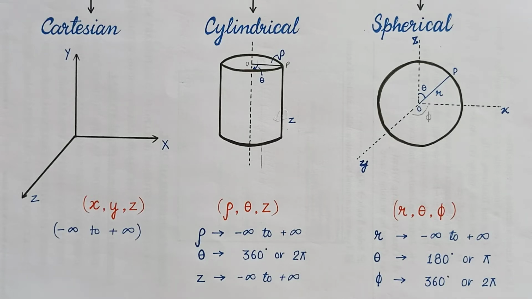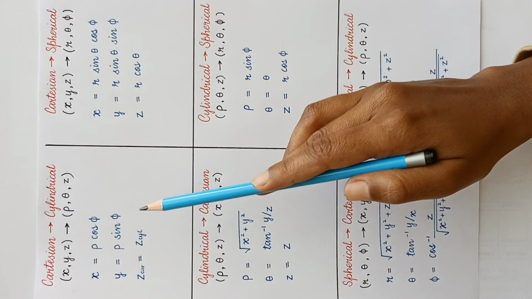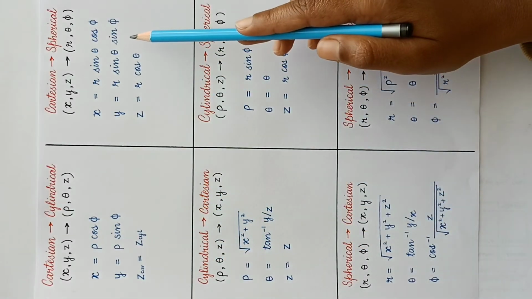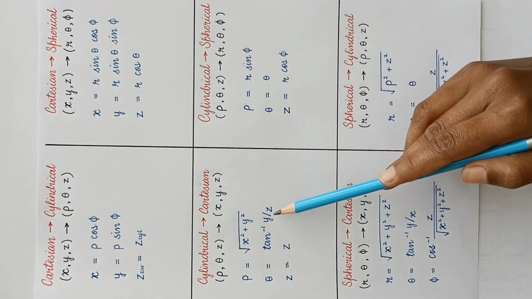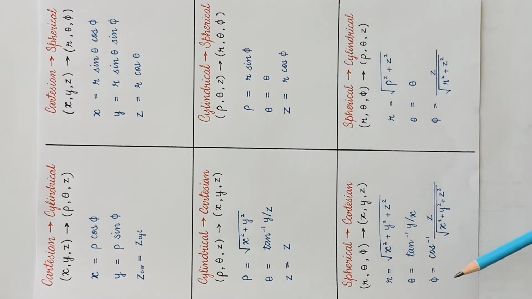Now, most importantly, you should know the conversion like changing Cartesian coordinate into cylindrical, cylindrical into spherical, spherical into Cartesian and so on. So let's see. So these are the formulas from which we can change cylindrical coordinates to the Cartesian, spherical to the Cartesian, Cartesian to the cylindrical, spherical to cylindrical, Cartesian to spherical and cylindrical to spherical. So pause the video here, take a screenshot so that you can use them for your numericals.